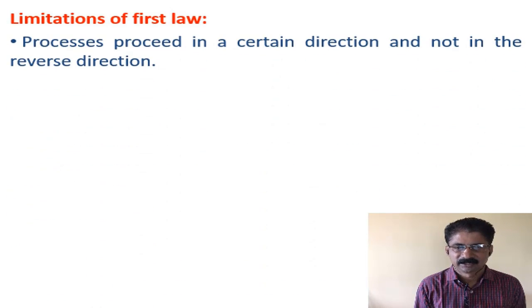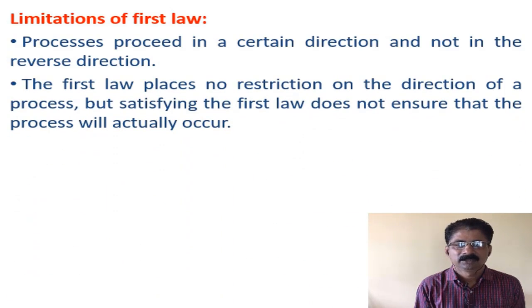Processes proceed in a certain direction and not in the reverse direction. That is what we studied from all three examples: the coffee, the paddle wheel work, as well as the heat transfer from the high temperature to the low temperature system. They all take place in one direction but not in the reverse direction. The first law places no restriction on the direction of the process. So even if it is reversed, it doesn't violate the first law, right? But satisfying the first law doesn't ensure that the process will actually occur. It doesn't violate the first law, but the process is not taking place.